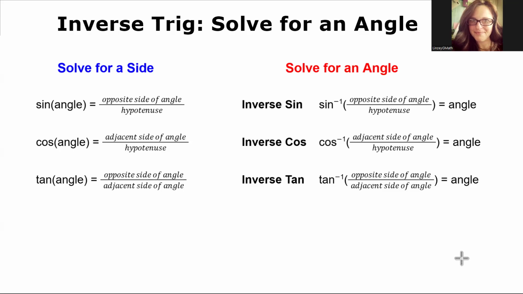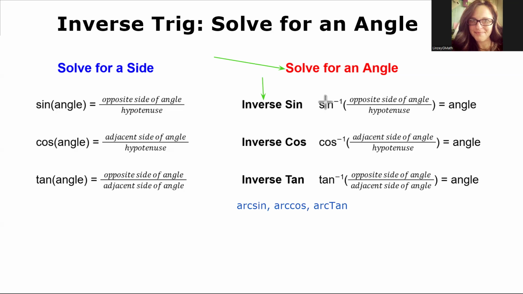Welcome to our session on inverse trig, solving for an angle. When solving for the missing side of a right triangle, we use sine, cosine, and tangent. When solving for the angle, we use inverse sine, inverse cosine, or inverse tangent. Sometimes these are also called arc sine, arc cosine, or arc tangent.